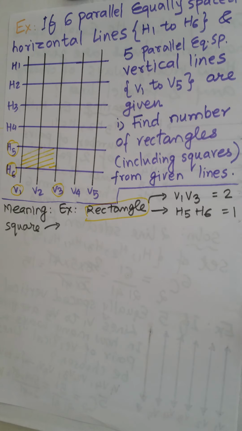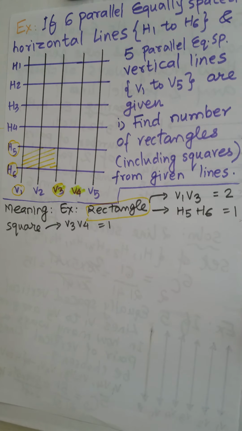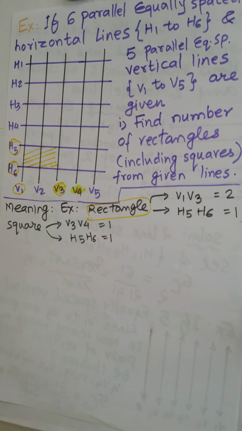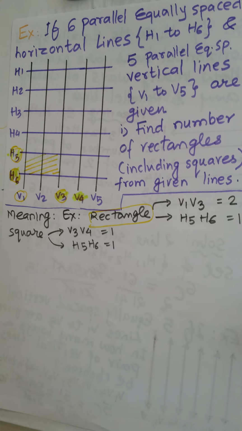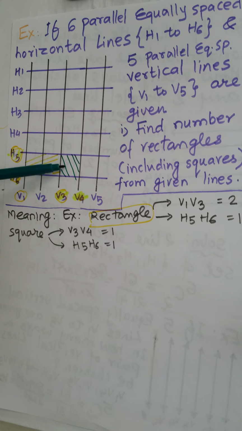In a rectangle the sides are not equal, but in a square they must be. So let's take v3 v4 of length 1 and h5 h6 of length 1, which gives a 1 by 1 square. We can also get a 2 by 2 square if the horizontal lines distance and vertical lines distance are the same. This is the smallest square.